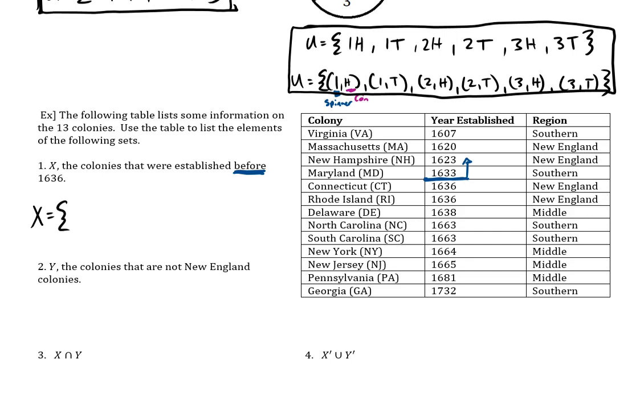It looks like it's in order of years established. So we've got 4 of them then. We've got Virginia. We've got Massachusetts. We've got New Hampshire. And then we've got Maryland. Okay, there we go. So that is that set.